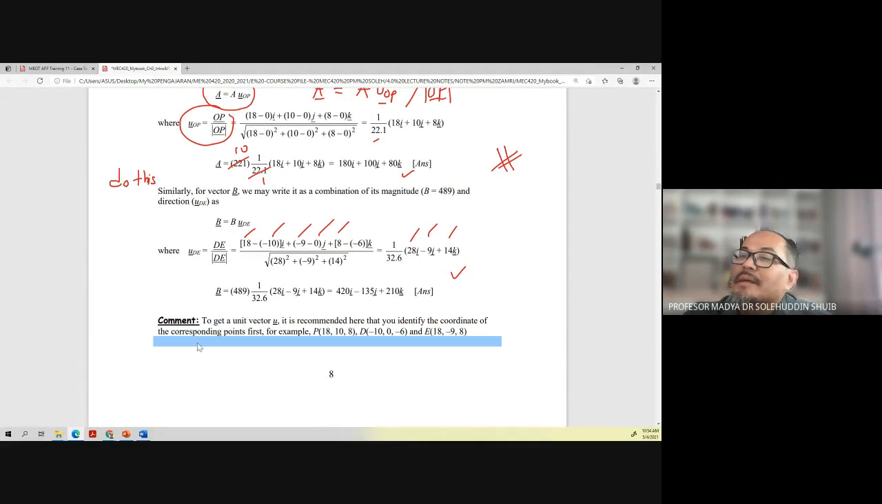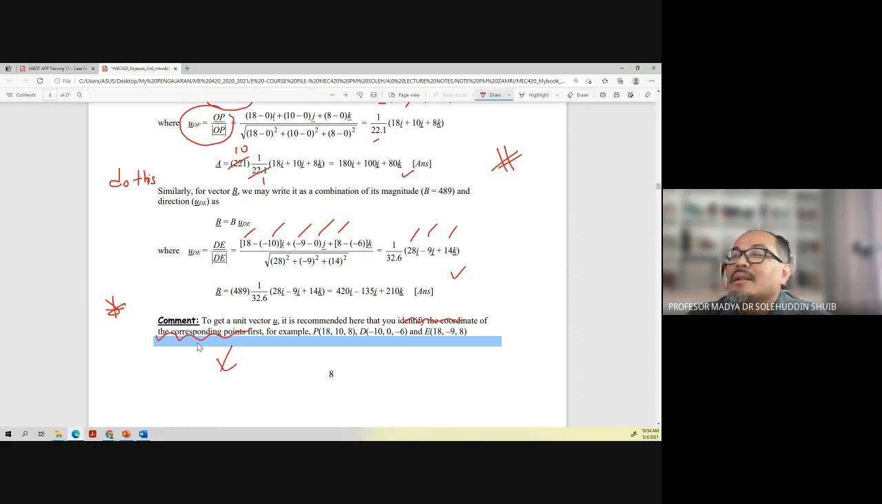The point that you have to take note of here: in order for you to get the unit vector, the first thing you need to do is identify the coordinates of the corresponding points. You need to write down the coordinates for each point that you want to find.